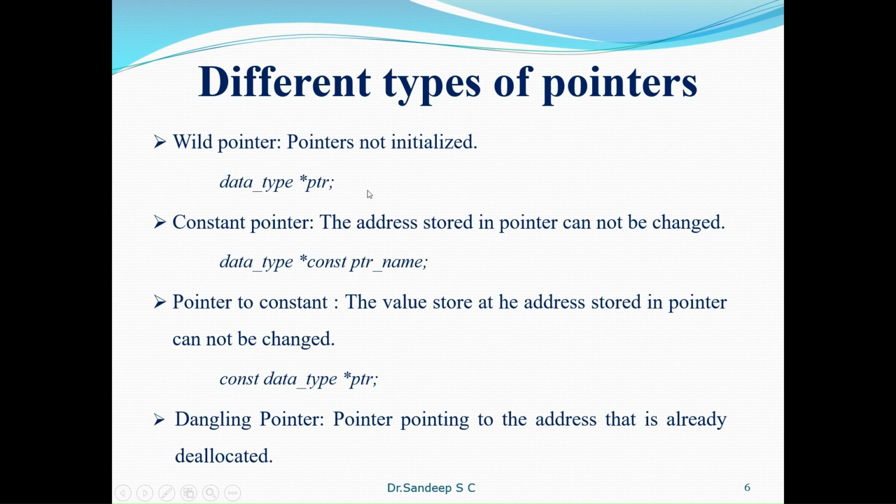Later we have to assign the address of another variable. That is a wild pointer. But remember, a null pointer is different and a wild pointer is different. A null pointer cannot be reassigned anywhere, but a wild pointer can be reassigned later to another variable. Only during the declaration time it will be a wild pointer.